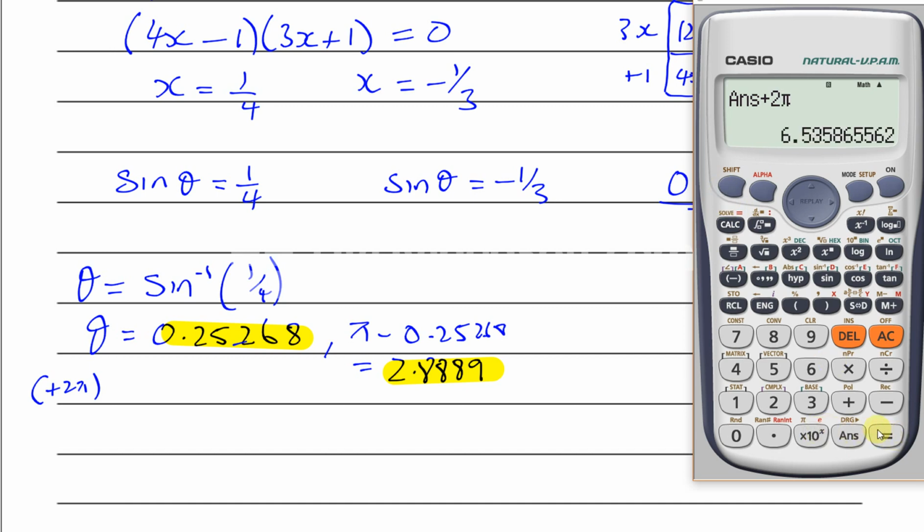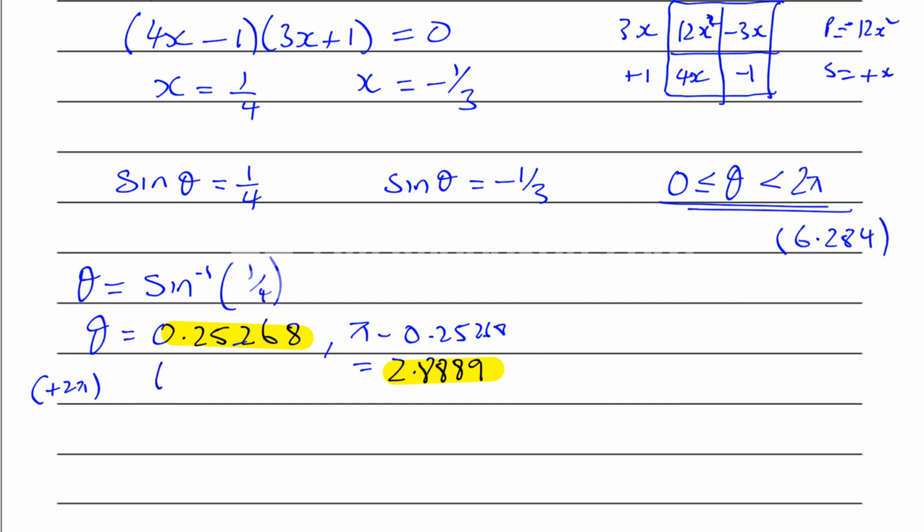6.53586. That is outside of our range, so we can't accept that. Of course it's going to be outside of range because it's more than 2 pi. We're adding 2 pi to it. So I'm just illustrating to you how we can proceed.